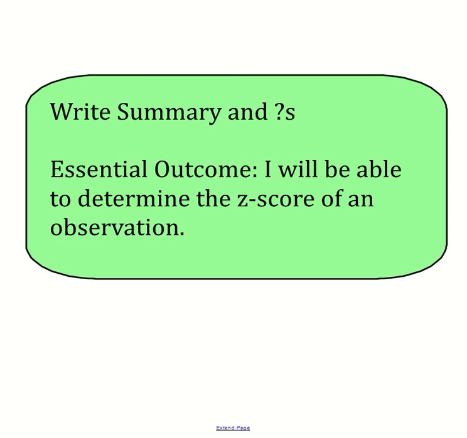That is the end of Lesson 5 of Chapter 3 of Probability and Statistics. Write your summary and your questions. Your essential outcome today was that you'll be able to determine the z-score of an observation.